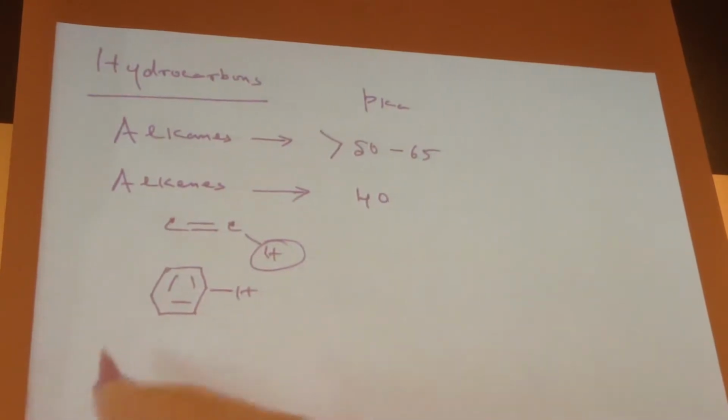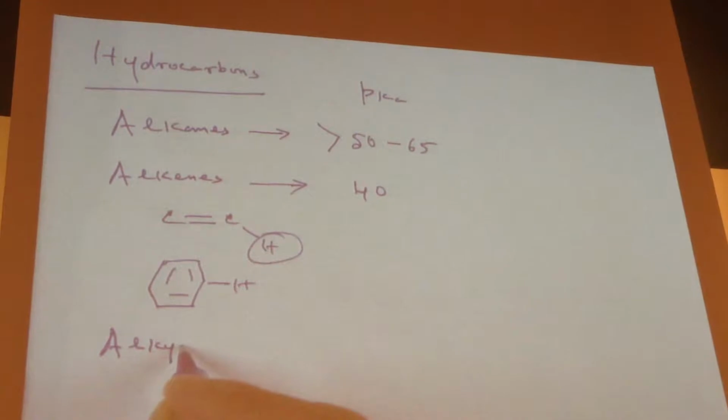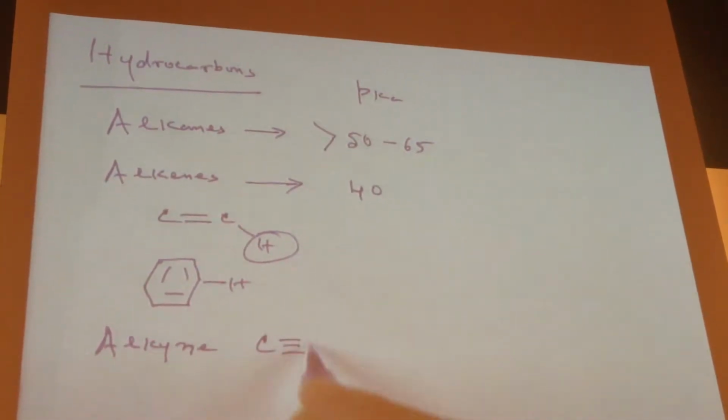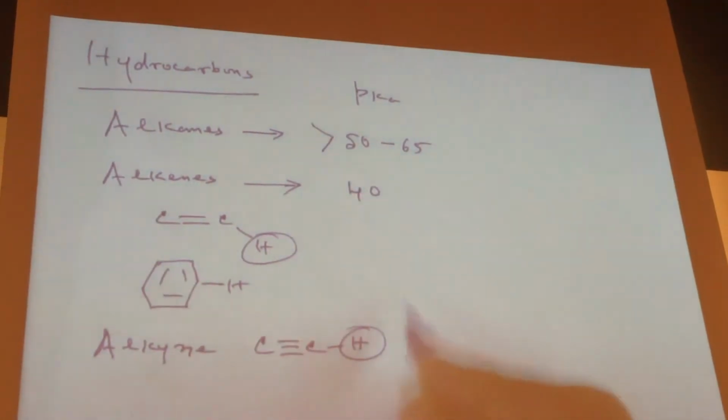And then if you go to alkynes, that is the most acidic of the hydrocarbons, where you have a carbon-carbon triple bond. This hydrogen is about 26.